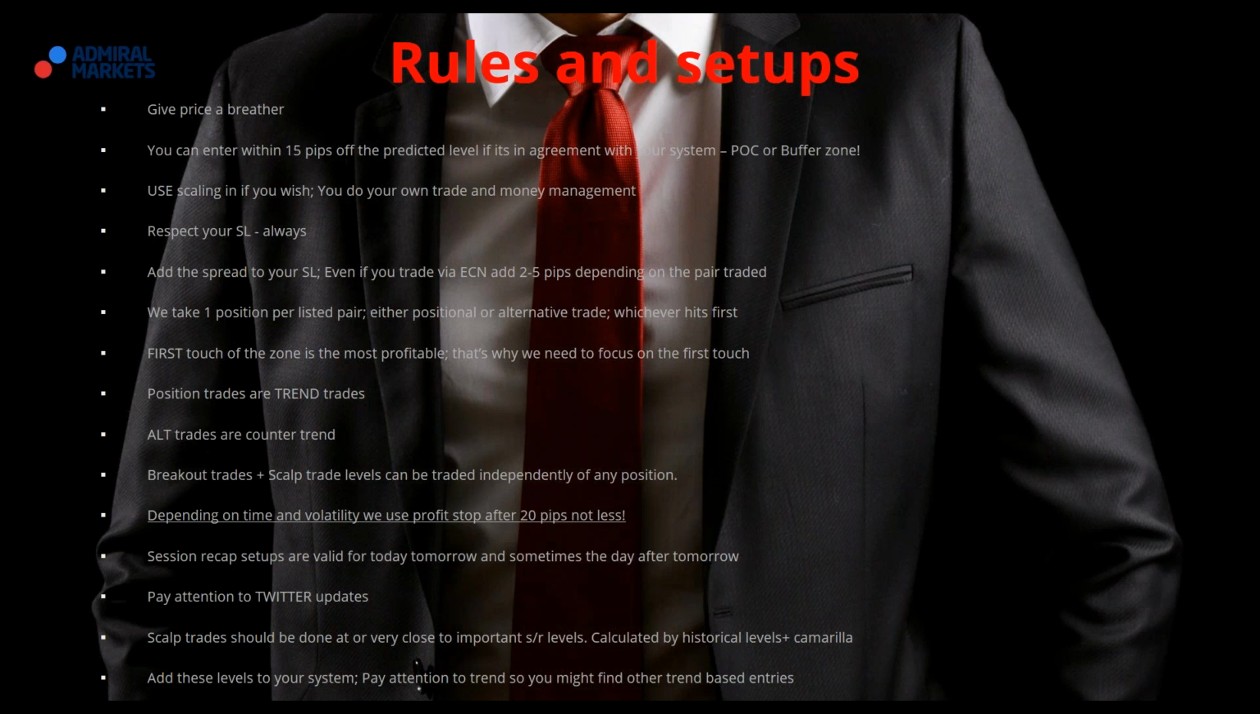Those are positional entries. You can use scaling in if you wish, but don't forget that you do your own trade and money management. You need to respect your stop loss, always. Add a spread to your stop loss. Even if you trade via ECN, add 2 to 5 pip spread depending on pair traded. That's very, very important. We take only one position per listed pair, so it's either positional or alternative trade, whichever trade hits first. First touch of the zone is the most profitable. That is why we are focused on the first touch.